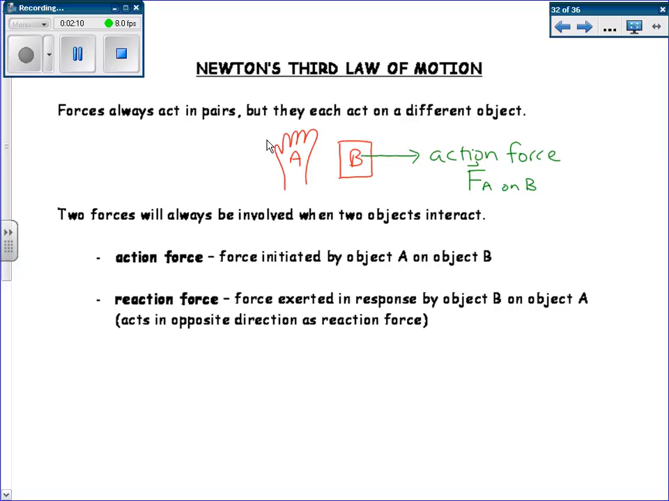So if I push the book along, the book is actually pushing back on me as well. But when we analyze the forces, we've always only been looking at the book or just the hand. We don't look at the two objects together. So there's a reaction force acting backwards that way, and that would be the force of B on A. Just to reiterate, this is hand on box, and box on hand.